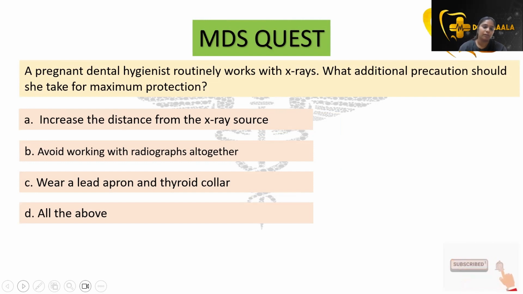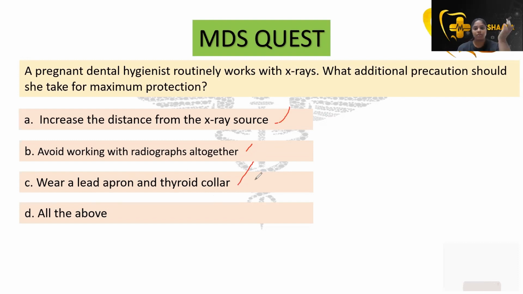So, first of all, we don't mostly allow pregnant women to be our hygienists or radiation personnel, because there are a lot of studies supporting that radiation causes problems for pregnant women and the baby inside. The options given are: increase the distance from the X-ray source, which is a very good thing she can follow; avoid working with radiographs altogether, which can also be done; wear a lead apron and thyroid collar, which can also be done.